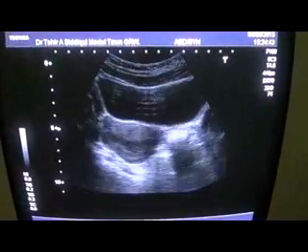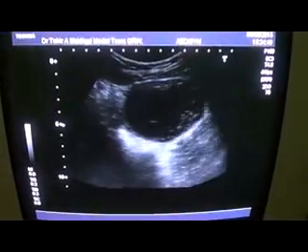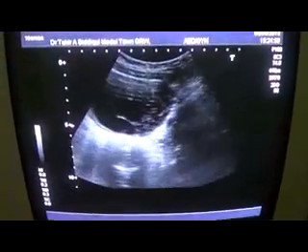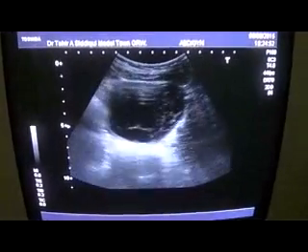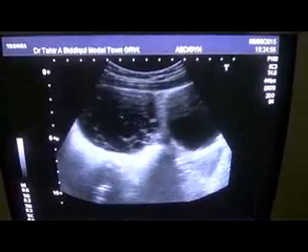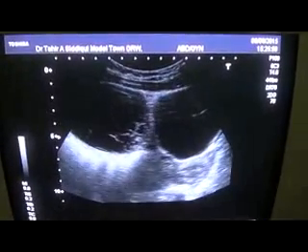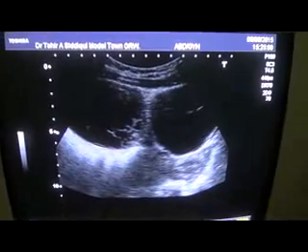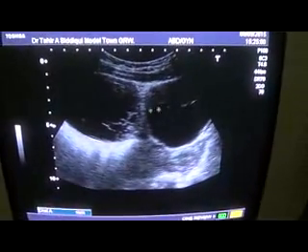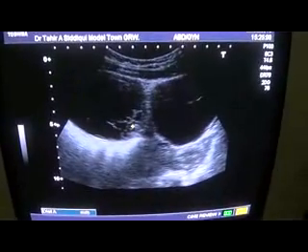Now as I move the probe anteriorly above the symphysis pubis and then to the left side, we see a multiseptated cyst. These are two areas. You are seeing two cysts. This is cystic appearing area number 1. This is the cystic appearing area number 2.